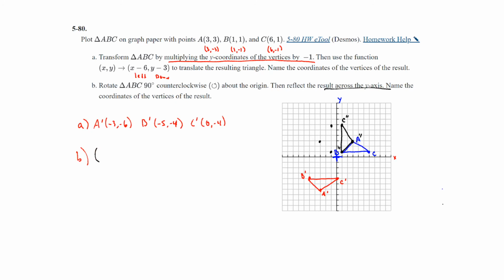Let's go ahead and label. A double prime would be at 3, 3. B double prime is still going to be at 1, 1. And then C double prime is now going to be at 1, 6. So that's when we rotate it counterclockwise about the origin, use that patty paper, and then take the result and reflect it across the y-axis.